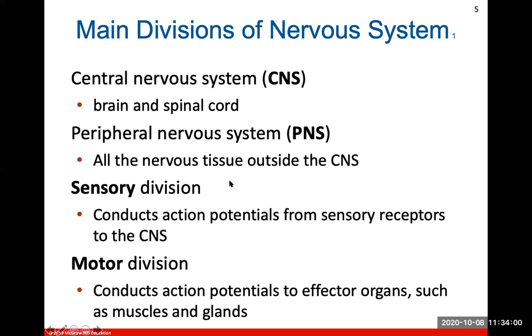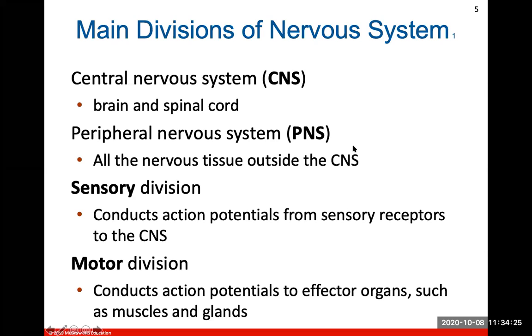We also divide the nervous system into what we call the sensory component and the motor component. The sensory division will conduct action potentials from sensory receptors to the CNS. So the sensory division is any sort of stimuli that affects your senses or anything in the internal environment. So that's what we mean when we say sensory division.